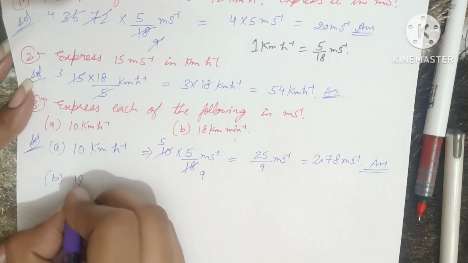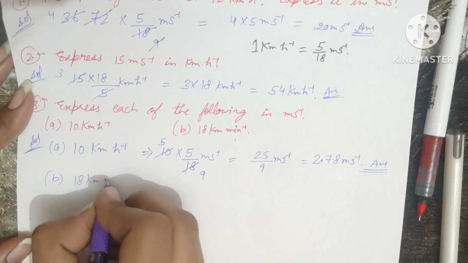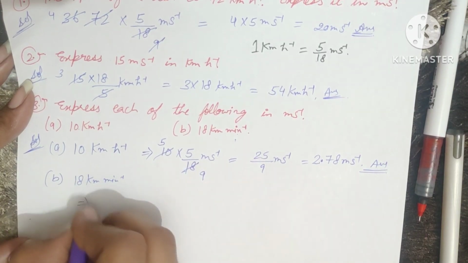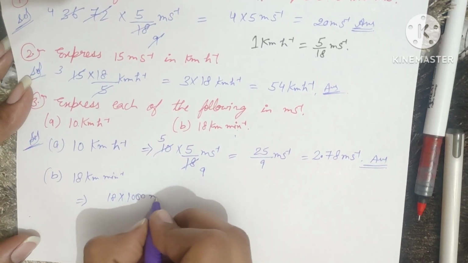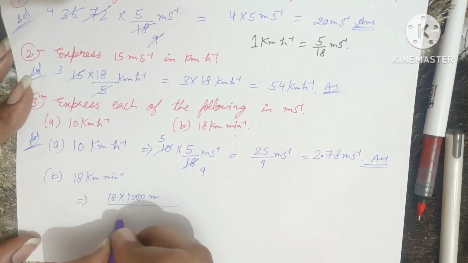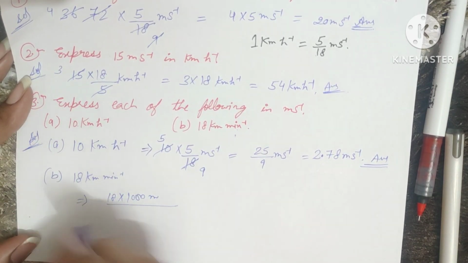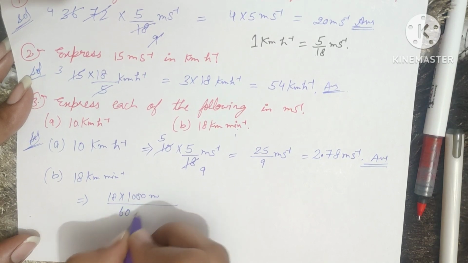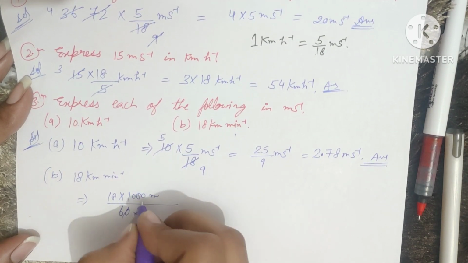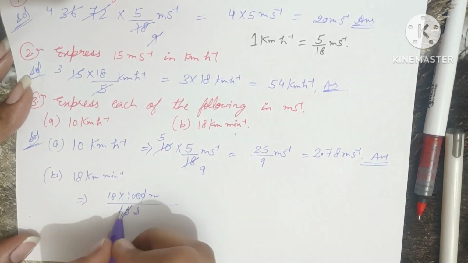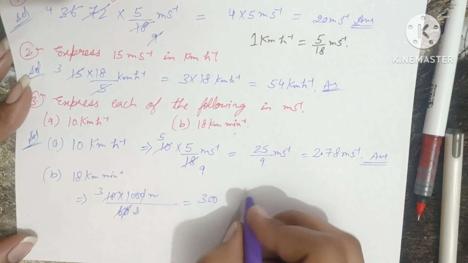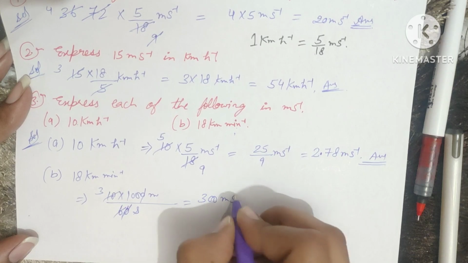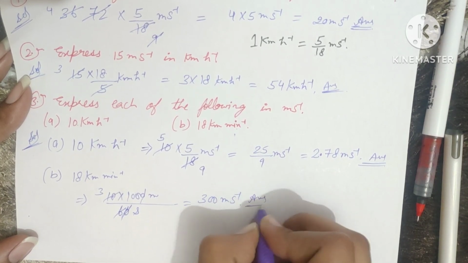The second part is 18 kilometer per minute. For kilometer, 18 into 1000 we will do. It will change into meter. Divided by minute, 1 minute is equal to 60 seconds. So now it changed into second. 1 0 is cancelled out with 1. 6 3s are 18. It is 300 meter per second, which is your answer.